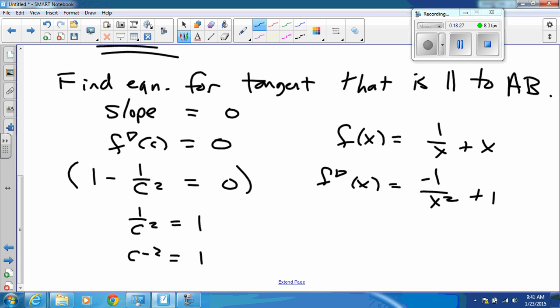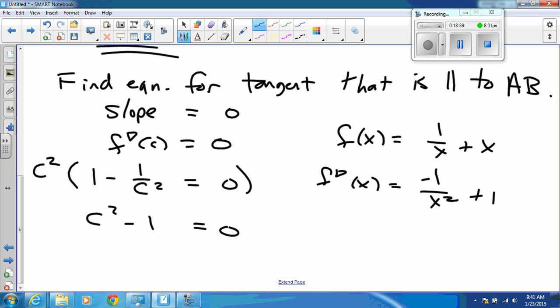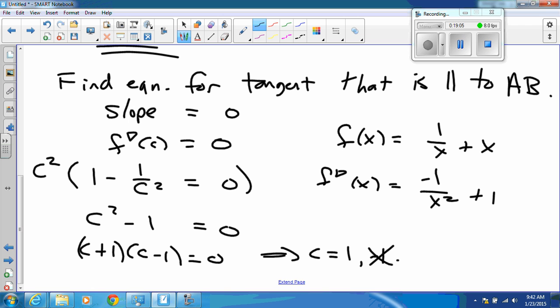I like clearing the fractions. Multiply both sides by c squared. And when you multiply both sides by c squared, you get a much friendlier equation. c squared minus 1 is equal to 0. And this factors now into c plus 1 and c minus 1. So that c is equal to 1 or negative 1. However, now that we have our answers, we need a domain check. Are both of these answers actually valid for the domain of our problem? Negative 1 is outside our domain. So we end up with c equals 1 as our one location.